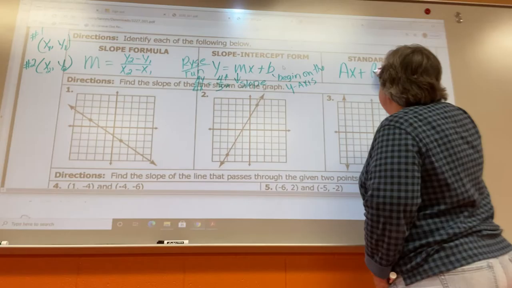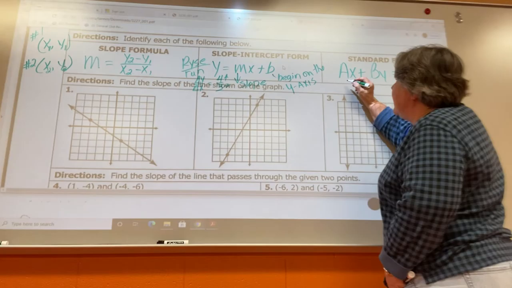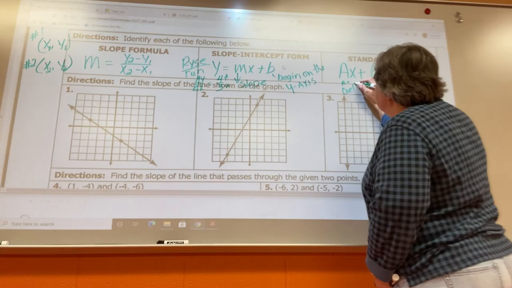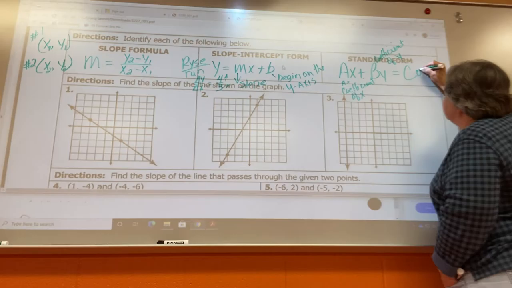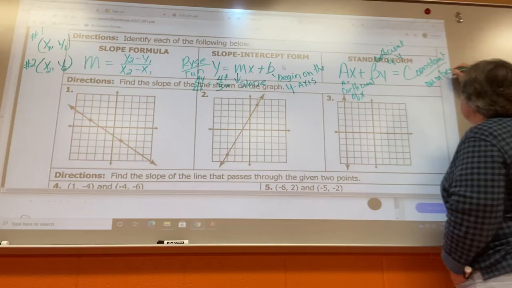Then we have the slope-intercept form of a linear equation. That is y equals mx plus b. Now, you should remember that b is where you begin on the y-axis. We just mark that point on the y-axis, and that's where we begin to count our slope. And this is our slope, the change in y over the change in x.